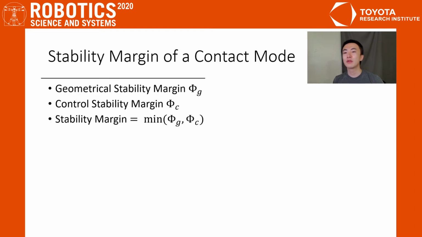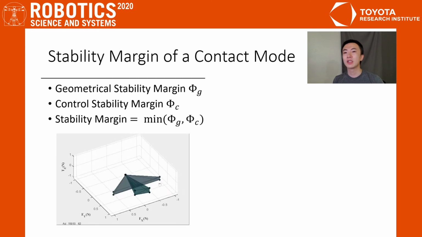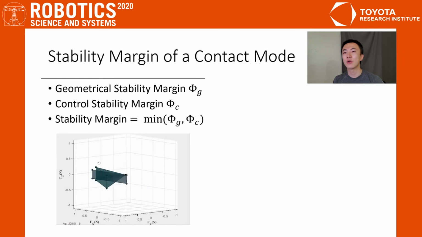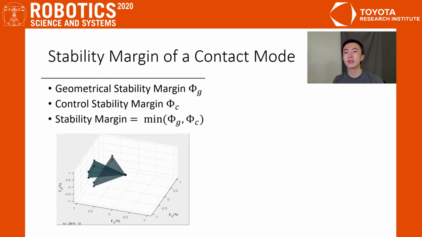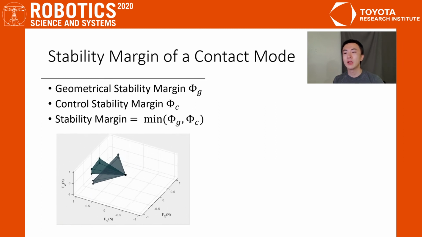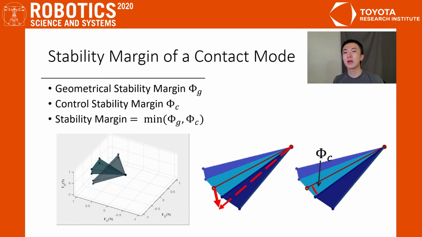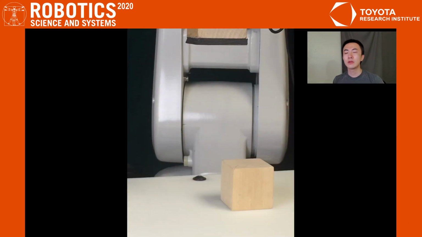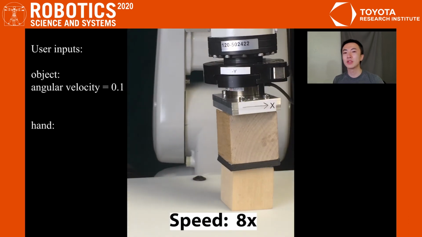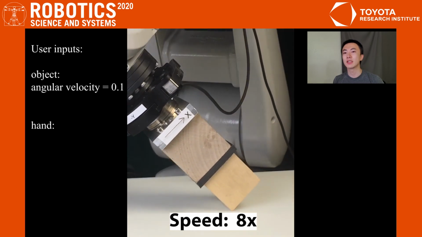Next, we propose 2 stability margins to evaluate the robustness of a contact mode against 2 types of failures. The geometrical stability margin measures how likely it is for the cone of the mode to disappear under modeling uncertainties. The control stability margin measures how hard it is for disturbance force to move the wrench out of the desired cone. We can use the stability margin to select the most robust contact mode for challenging tasks.